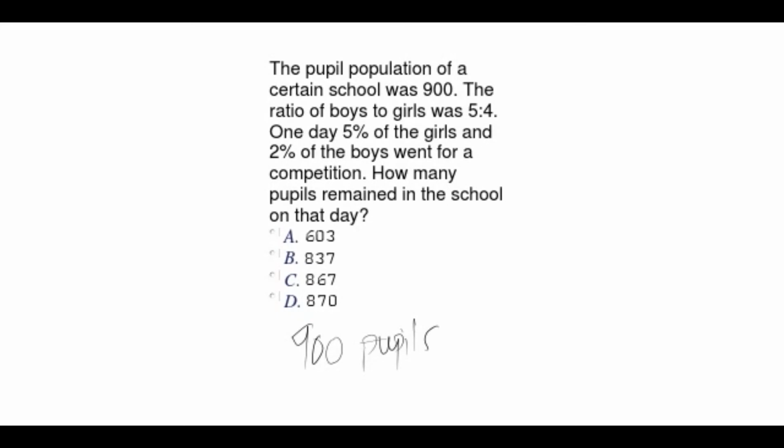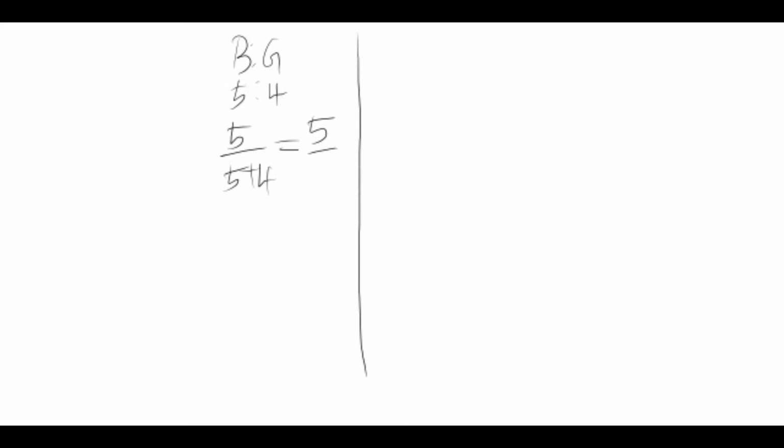Then we are told the ratio of boys to girls is 5:4. So boys to girls is 5:4. So the fraction of boys will be 5 divided by 5 plus 4, which will give us 5/9. Then this is for boys. Then for girls, we have 4 over 5 plus 4, which is 9. So we have 4/9. That's the fraction of girls.